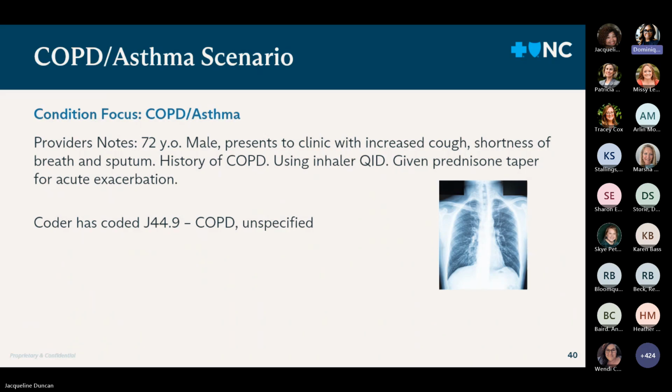This scenario is one of the most frequent findings for respiratory conditions. A 72-year-old male presents with increased cough, shortness of breath, and sputum. History for COPD. The provider documented an acute exacerbation, increased cough, sputum, and shortness of breath, and even prescribed prednisone. The coder codes J44.9, COPD unspecified. What should the correct code be, and what is this an example of? Please put your answer in the chat.